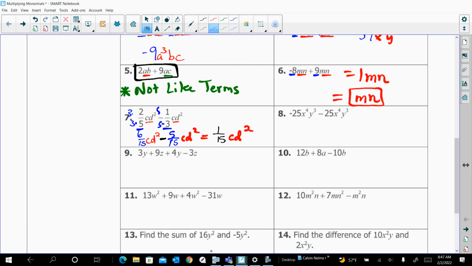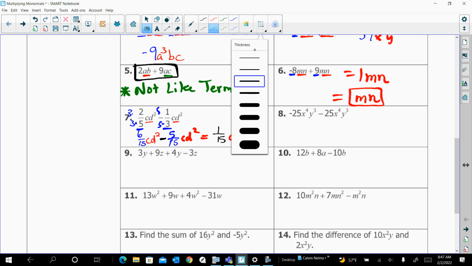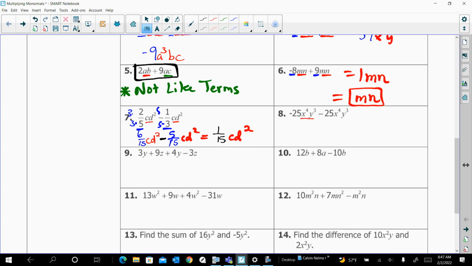All right, we are on number 8. Are they like terms? If I look at my variables, x to the 4th, y to the 3rd, x to the 4th, y to the 3rd, we're good. All right, what is negative 25 minus 25? Negative 50. Yep, so our answer would be negative 50 coefficient, x to the 4th, y to the 3rd. Are we okay on that?